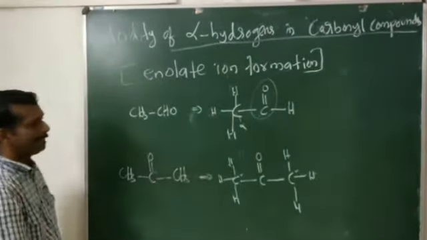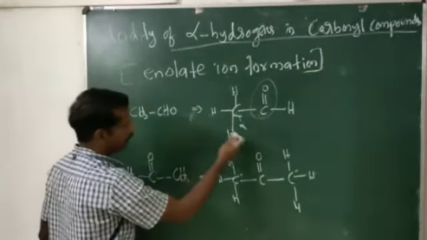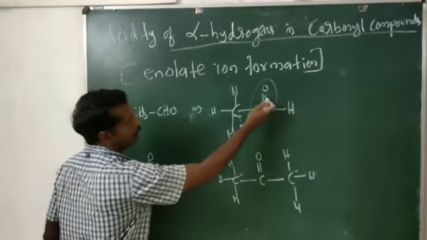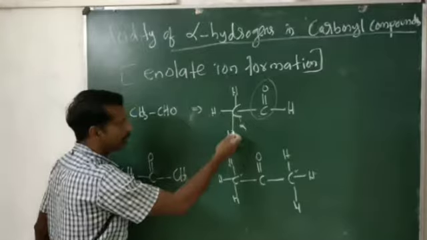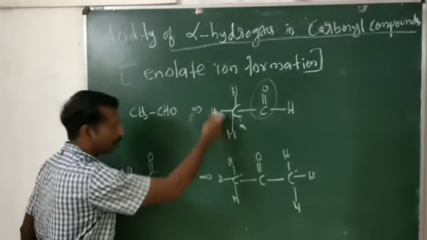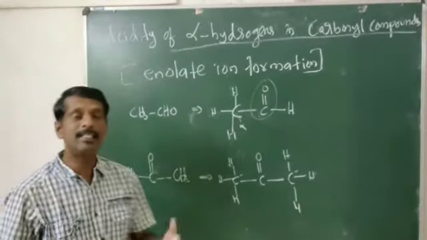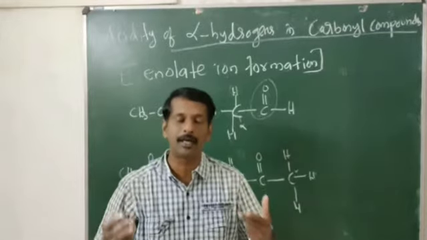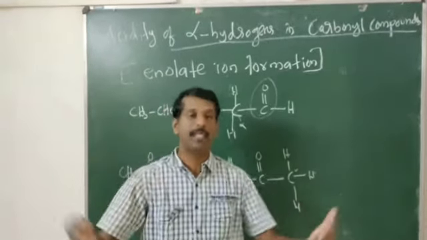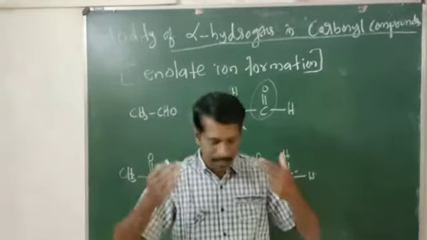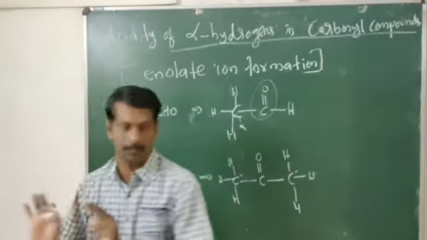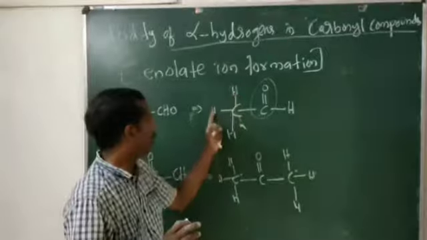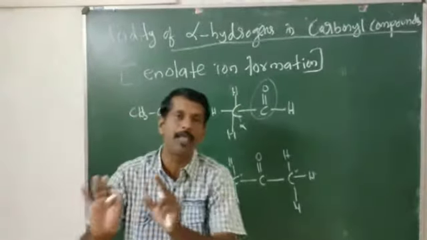We can see this alpha hydrogen. What do you mean by alpha hydrogen? The carbon attached to the carbonyl group is the alpha carbon. The hydrogen atoms present on this alpha carbon atom are known as alpha hydrogen. These alpha hydrogen atoms are more acidic. What do you mean by more acidic? That means this hydrogen atom can be immediately donated to a base.